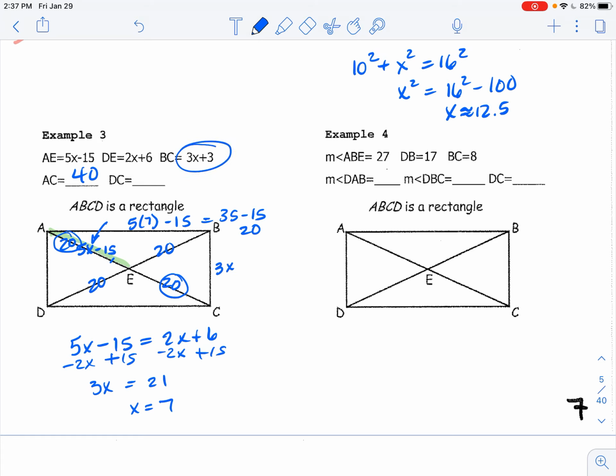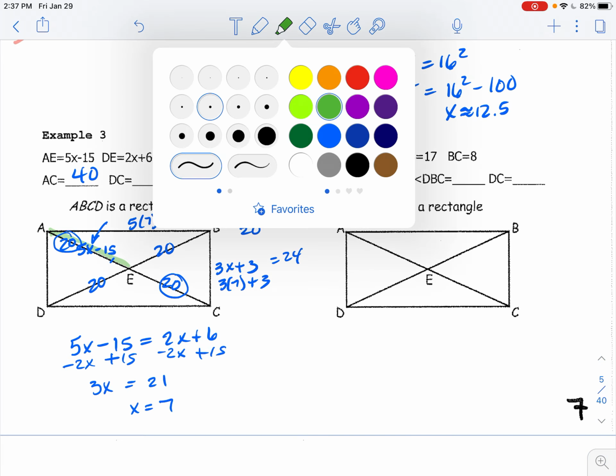Okay, so I know that this is 3x plus 3. I forgot to put this on my triangle. Okay, so 3x plus 3. Let's plug in the 7. So that's 3 times 7 plus 3. 21 plus 3 is what, 24? All right, now we're back in business.